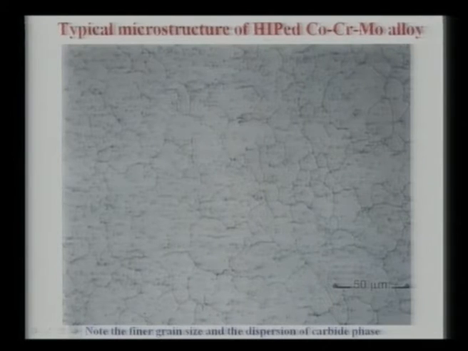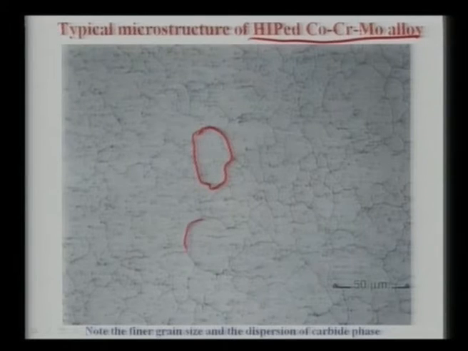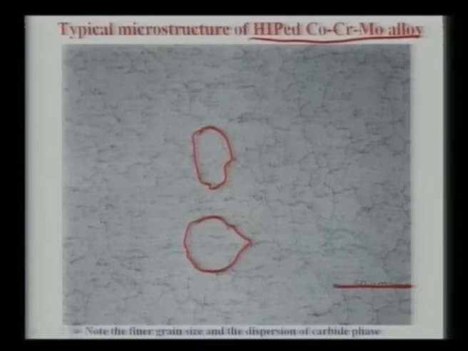This is hot isostatically pressed cobalt chrome moly alloy. What you can see here, the grain size is also very large, and it is a very irregular kind of grain boundary. All the grains are equiaxed in nature, and from this 50 micron scale you can see that when you do this HIP, or hot isostatic pressing, then you can essentially reduce the grain size because of the large pressure that you apply during the compaction process.